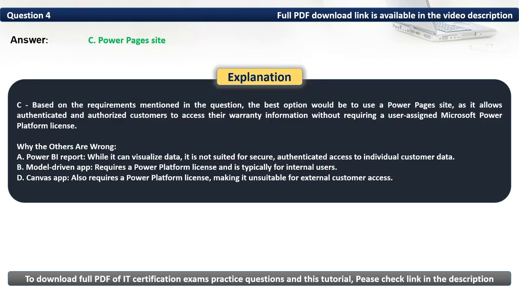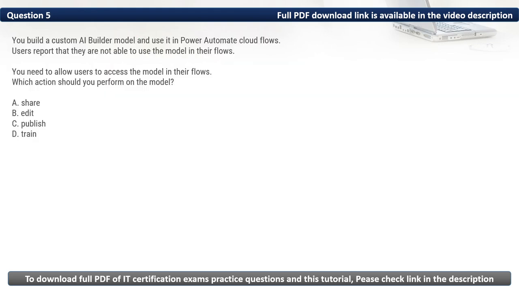Based on the requirements mentioned in the question, the best option would be to use a Power Pages site, as it allows authenticated and authorized customers to access their warranty information without requiring a user assigned Microsoft Power Platform license. Question 5. You build a custom AI Builder model and use it in Power Automate cloud flows. Users report that they are not able to use the model in their flows. You need to allow users to access the model in their flows. Which action should you perform on the model?